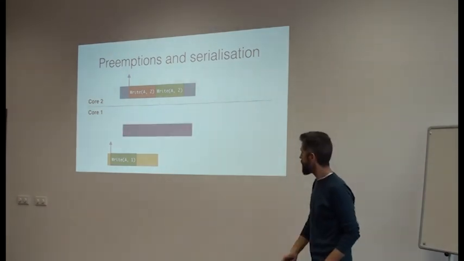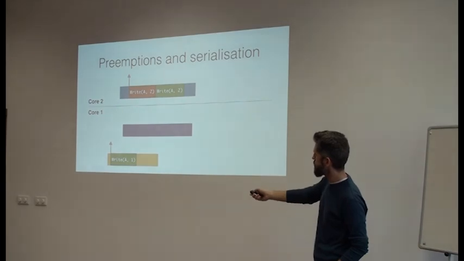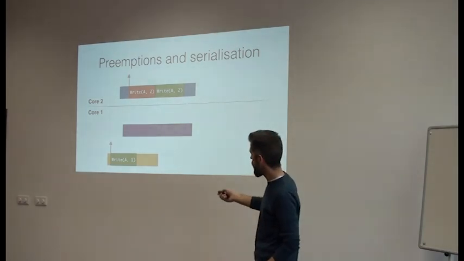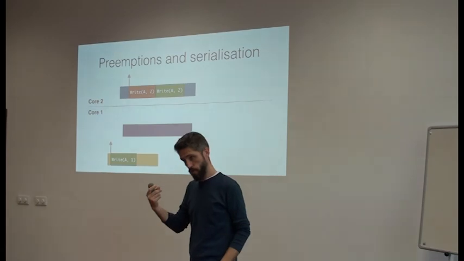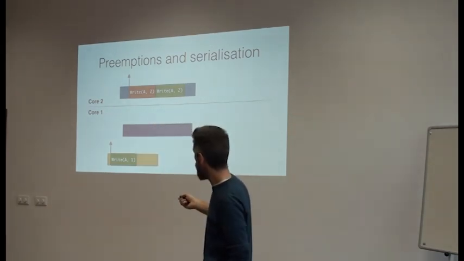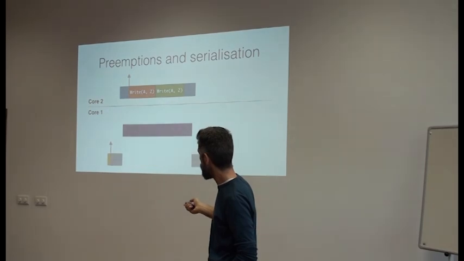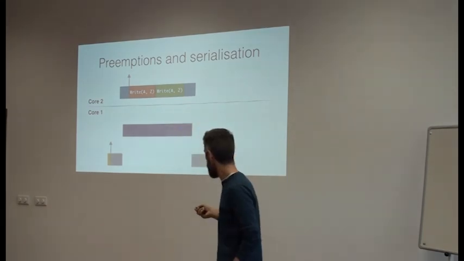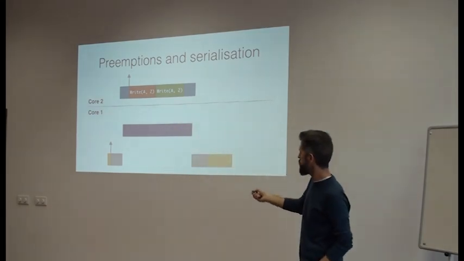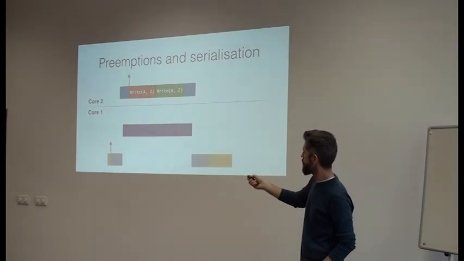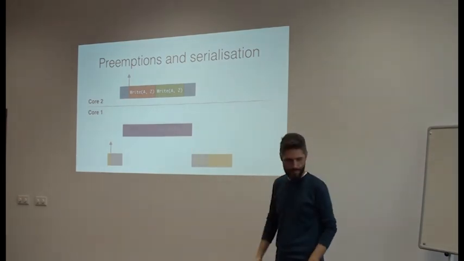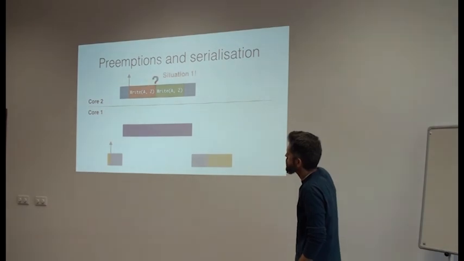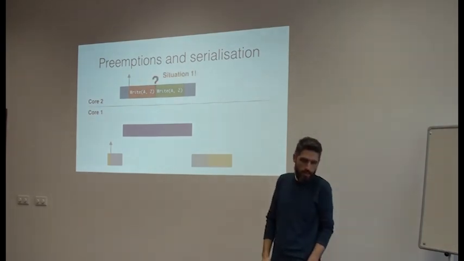But now we have, at this moment, the same set of tasks, but now we have here another task that is more urgent, that arrives at this point and will preempt this task while it was executing a transaction. What is the consequence of this preemption here on this task? We don't know. We have one situation here.